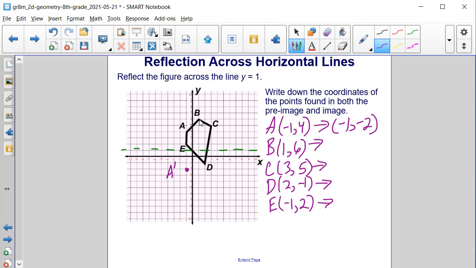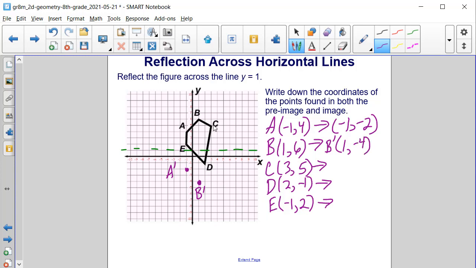All right, so from B to the line of reflection, we have to go down 1, 2, 3, 4, 5. So I have to go down 5 more: 1, 2, 3, 4, 5. So B prime is at point 1, negative 4.